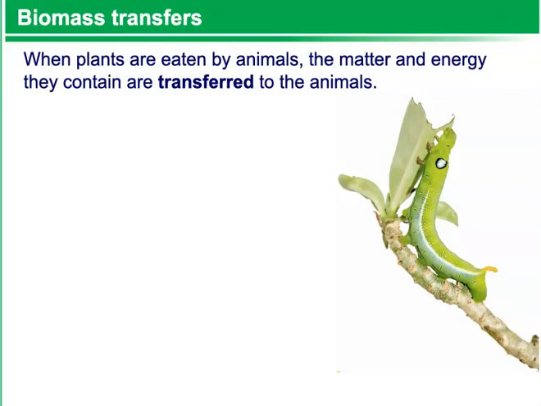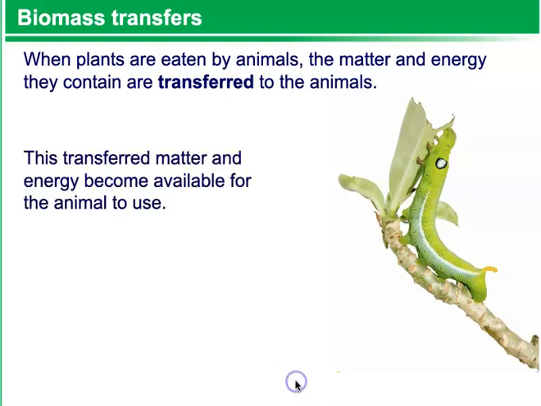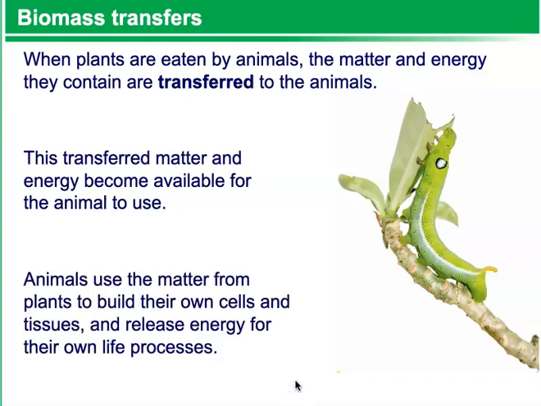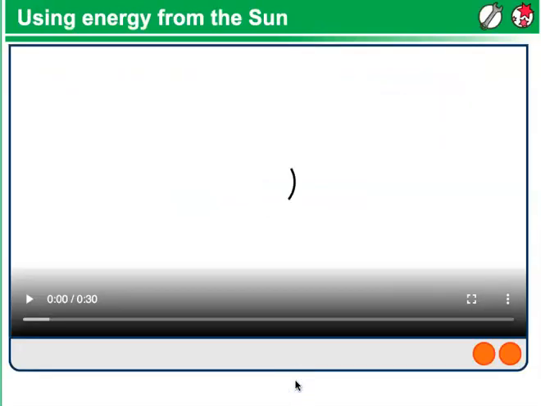Biomass transfers. When plants are eaten by animals, the matter and energy they contain are transferred to the animals. This transferred matter and energy become available for the animal to use. Animals use the matter from plants to build their own cells and tissues and release energy for their own life processes. Using energy from the sun.